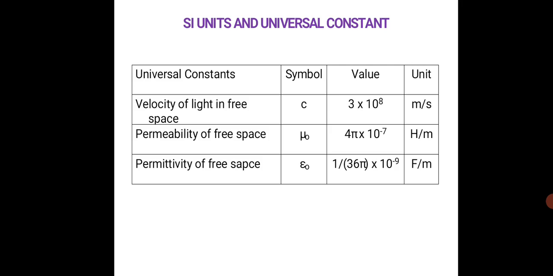These are the basic SI units, and these are the constants. Of course, we know the velocity of light in free space, represented by the symbol C, which is 3 into 10 power 8 meter per second. Similarly, we deal with two more parameters, mu naught and epsilon naught, which represent permeability of free space and permittivity of free space. Mu naught has the value 4 pi into 10 power minus 7 Henry per meter, and similarly the permittivity, epsilon naught, is 1 by 36 pi into 10 power minus 9 farad per meter.